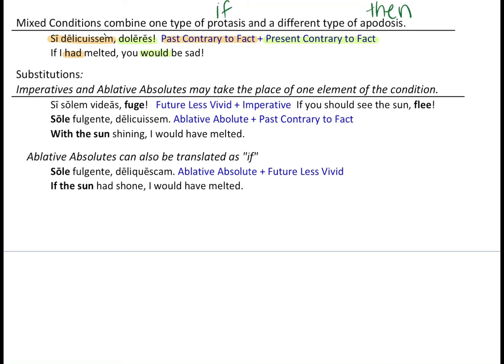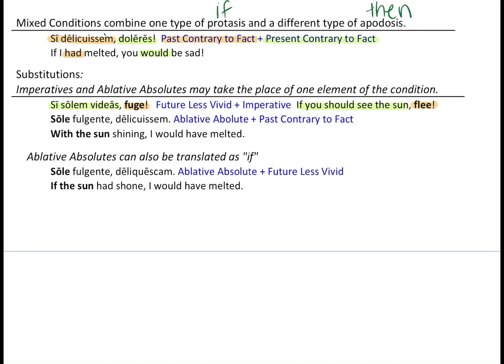All right, substitutions. So imperatives and ablative absolutes may take the place of one element of the condition. So the first part of si solem videas is future less vivid. And then, of course, we have right here, we have an imperative, fuge. All right, so future less vivid takes present subjunctive, and then we just have a regular imperative on the second. So if you should see the sun, flee. So here we have our imperative. Here we have our future less vivid in the process.